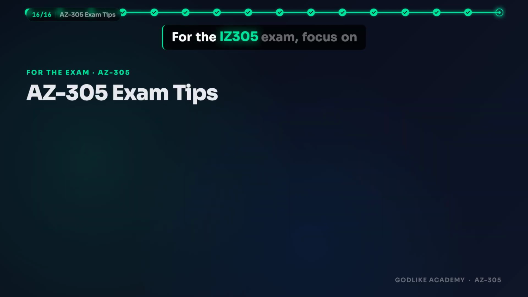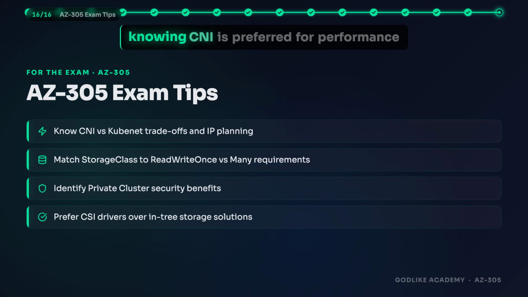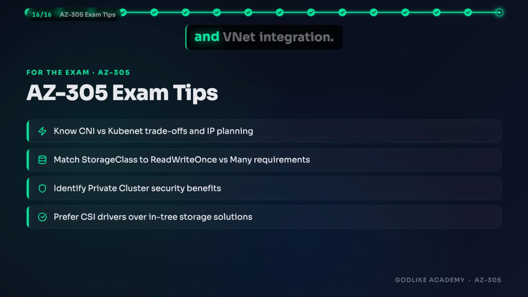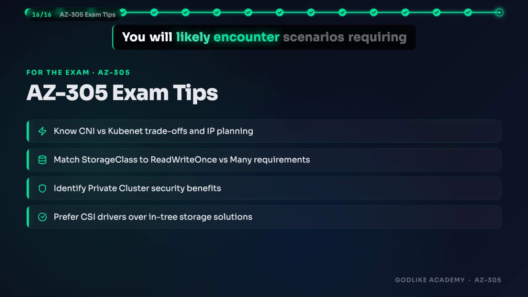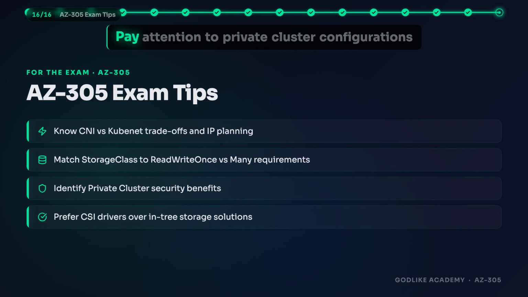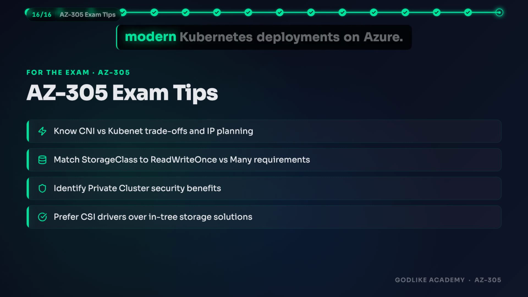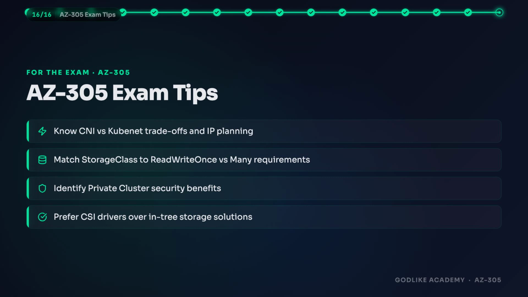For the AZ-305 exam, focus on the trade-offs between CNI and kubenet, knowing CNI is preferred for performance and VNet integration. You will likely encounter scenarios requiring you to select the correct storage class for a given access mode requirement, like read-write-many. Pay attention to private cluster configurations and how they restrict API server accessibility to within your VNet only. Finally, remember that CSI drivers are the required standard for storage in modern Kubernetes deployments on Azure.